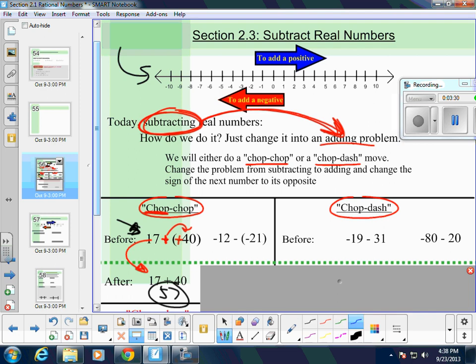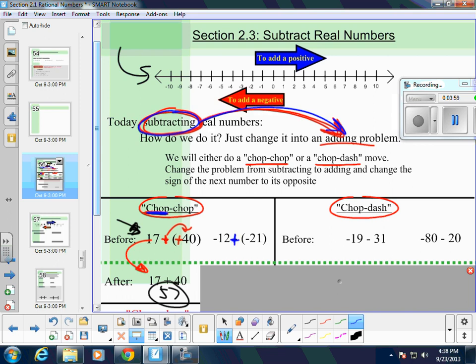For the second problem, right now, if you have a calculator, punch this in and see what you get, or pause the video, run and get one, and punch this in: negative 12 minus negative 21. You should get some kind of answer there. I'm going to show you it's the same thing as if I apply the chop chop method. Again, the first chop means that we're looking for subtraction and changing it into addition. That's what we're trying to do. So which of these is a subtraction sign? It's really this first one.